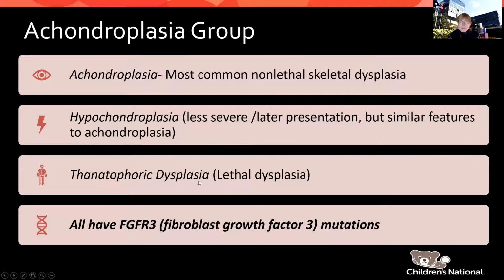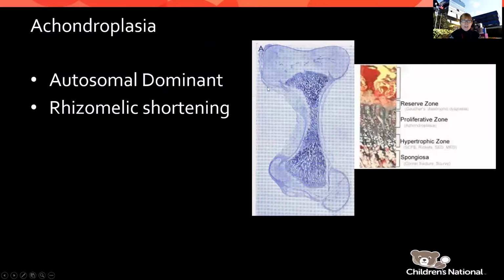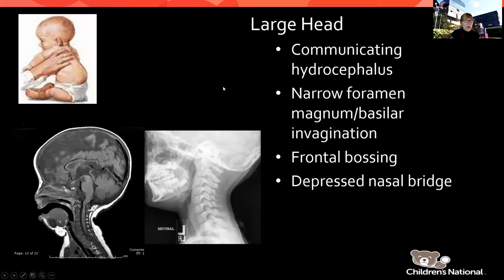I do see a lot of thanatophoric dysplasias in my fetal work, but you're not going to see them because they are indeed lethal. And all of them have the FGFR3 mutations. So when you look at the physis, it's very abnormal. You're going to lose that proliferative zone. You don't have that columnization. And these are the children that are going to be the most significantly short. And they do have other stigmata that we can see both prenatally and in the newborn period, including frontal bossing, communicating hydrocephalus, narrow foramen, and depressed nasal bridge.